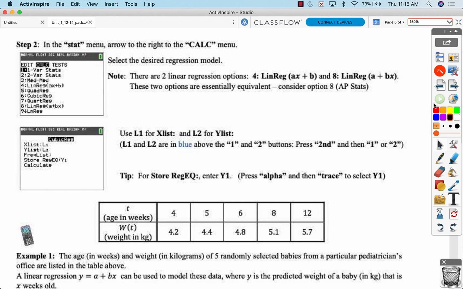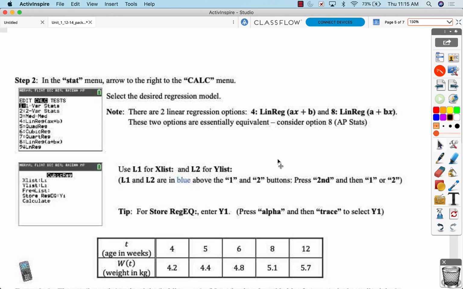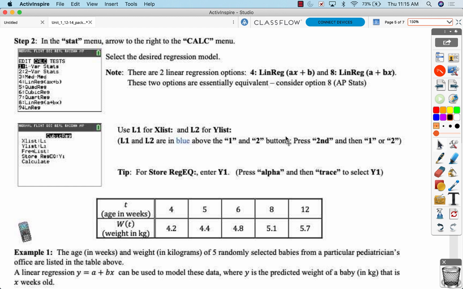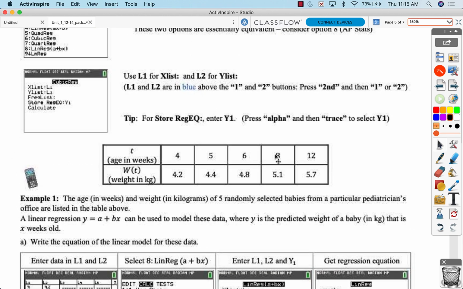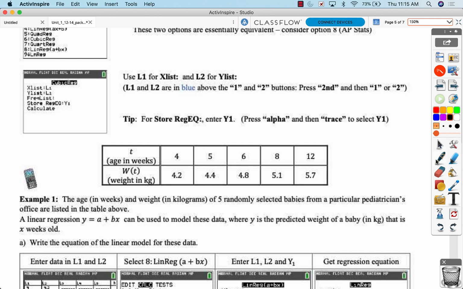Okay, so we're going to build a linear model. I'm going to show you how to do it. Select the desired regression model. Now that's going to be something you kind of have to get good at, but I'll kind of explain it here because the hardest part's knowing which model to pick.